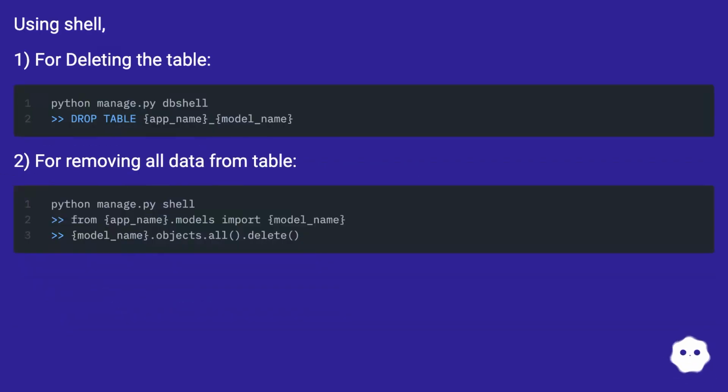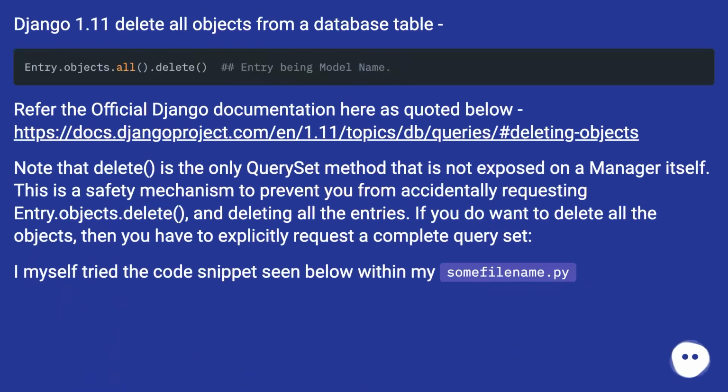Using shell. 1. For deleting the table. 2. For removing all data from table. Django 1.11 delete all objects from a database table.